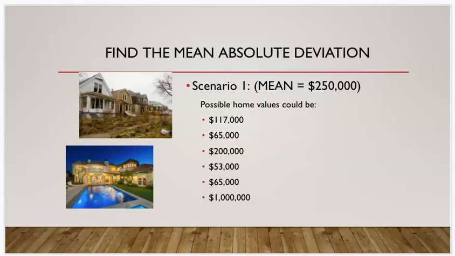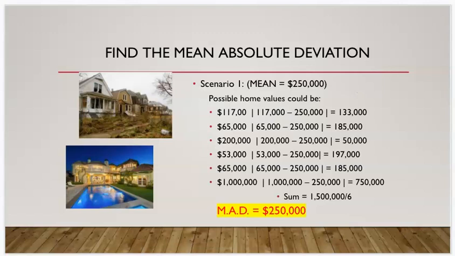Let's calculate the mean absolute deviation for each scenario. The mean in both scenarios is $250,000. We're going to use the mean absolute deviation formula for this. What you do is you take each data point, you subtract the mean from it, and then you take the absolute value. Those calculations are shown here. After you do that, you sum those deviations and you divide by how many data points you had. In this case, we had 6. So our MAD, or our mean absolute deviation, is $250,000.